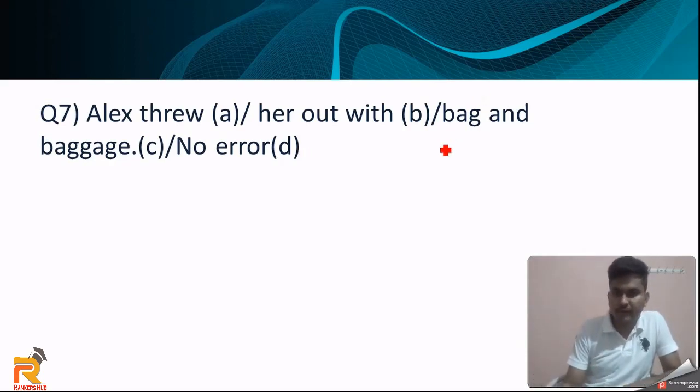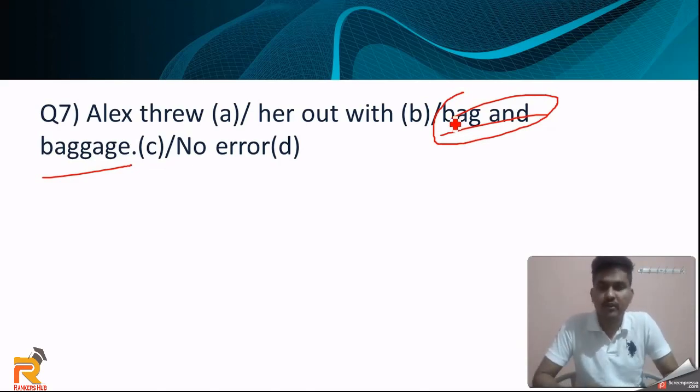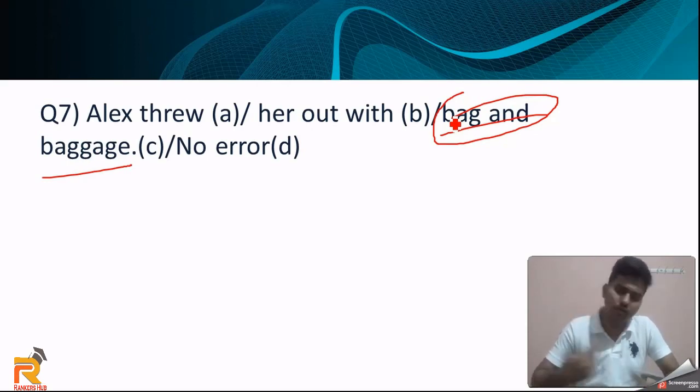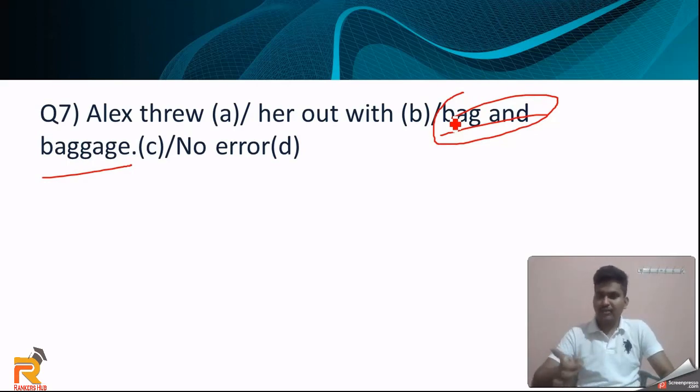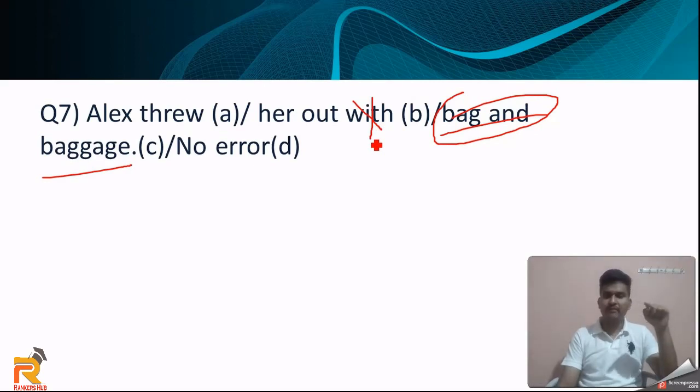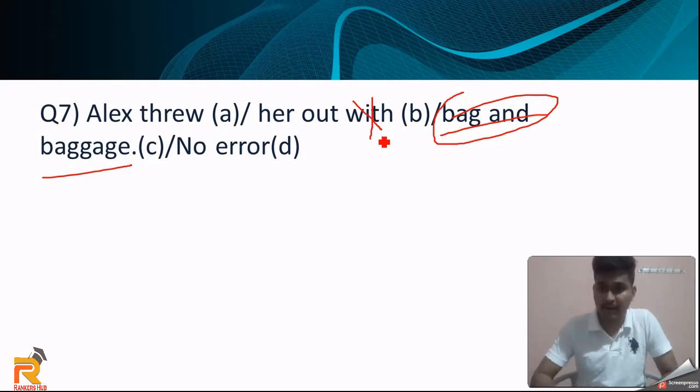Actually, in this sentence, you might be wondering what bag and baggage is, right? Guys, let me tell you, bag and baggage is an idiomatic expression. It's an idiom which simply means with all your belongings. In the meaning of the idiom bag and baggage itself, you find the preposition with, right? So you're not supposed to use the preposition with again. Whenever you use the idiom bag and baggage to talk about all the belongings, please don't use with in that sentence. You can directly say Alex threw her out bag and baggage. That is the way of using the bag and baggage idiom in the sentence.